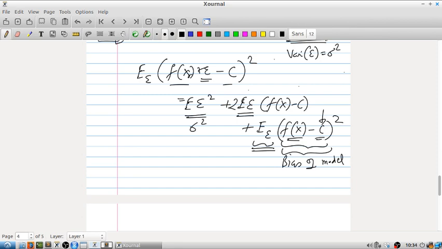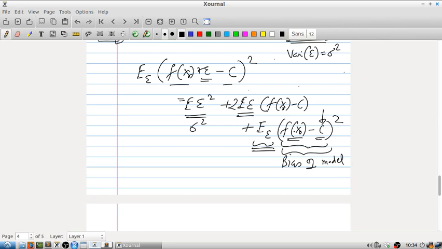Let me substitute x naught here. The true model corresponds to f of x naught, and c is the expectation of your predicted model. So this part is called the bias of your model. And why is it called a bias? Because it's asking how far your expected prediction model, since c is the expectation over f hat, is from the true functional relationship f of x naught.